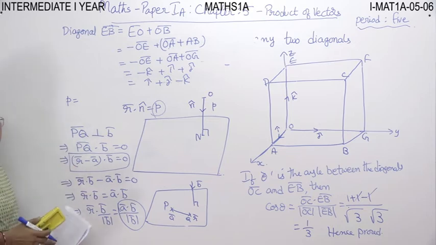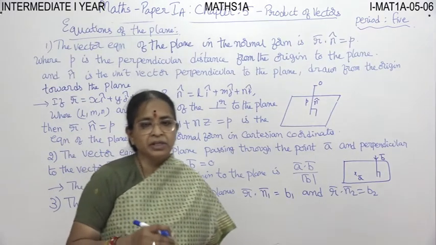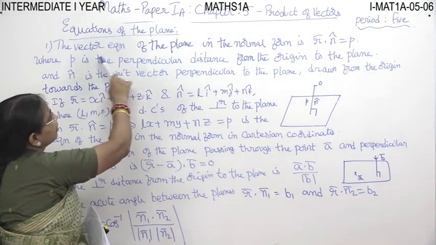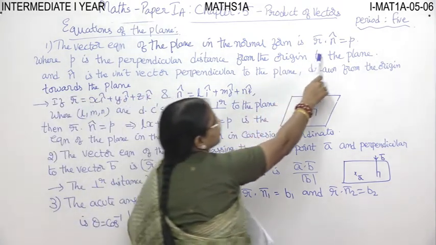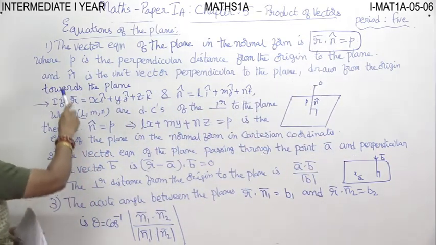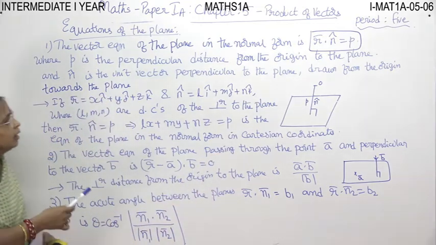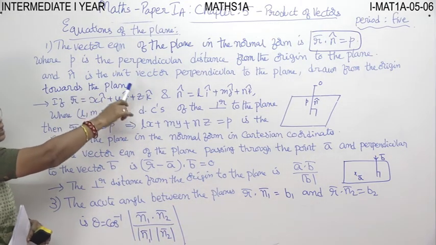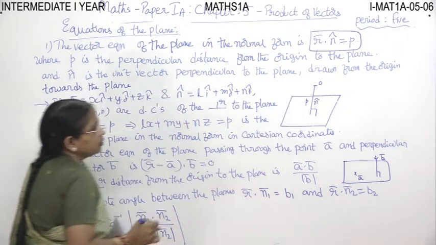Now we'll summarize and write all the points. The vector equation of the plane in the normal form is r dot n cap is equal to p, where n cap is the unit vector perpendicular to the plane from the origin towards the plane, and p is the length of the perpendicular, or the perpendicular distance from the origin to the plane.